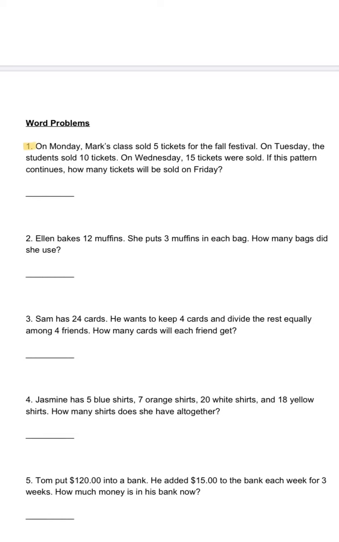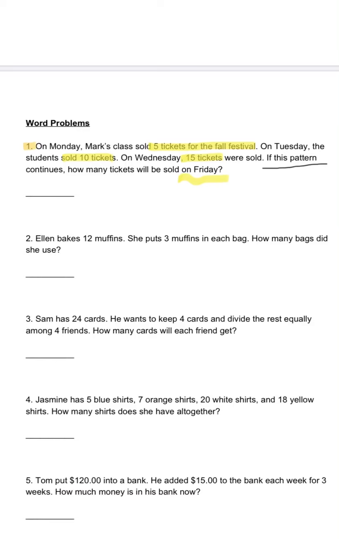Okay. So number 1, it says, on Monday, Mark's class sold 5 tickets for the fall festival. So 5 tickets for the fall festival, okay? And then on Tuesday, the students sold 10 tickets, and on Wednesday, 15 tickets were sold. If this pattern continues, how many tickets will be sold on Friday? Okay, so it says if this pattern continues, right? So we're looking for the pattern again.